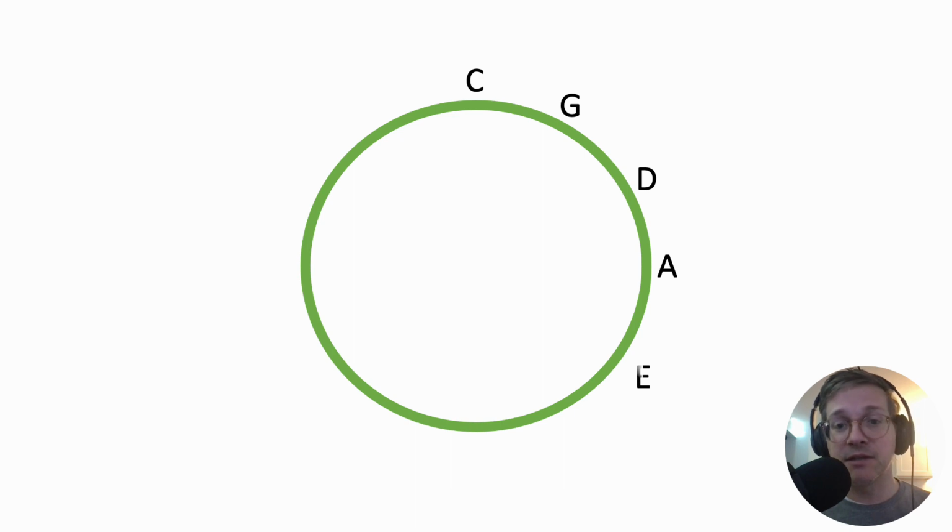A, B, C, D, E. Okay, hopefully you're doing this yourself at home. Okay, the next one would be B, and 5 more would be F. 5 more brings us back to C.